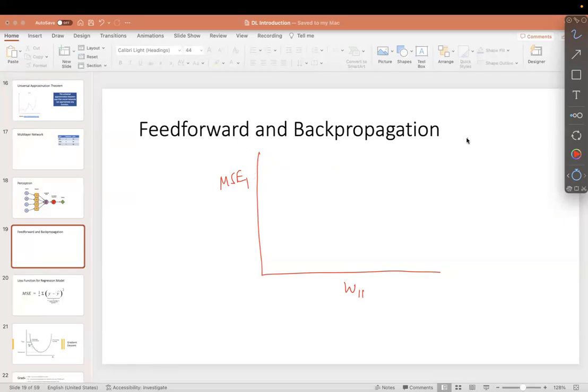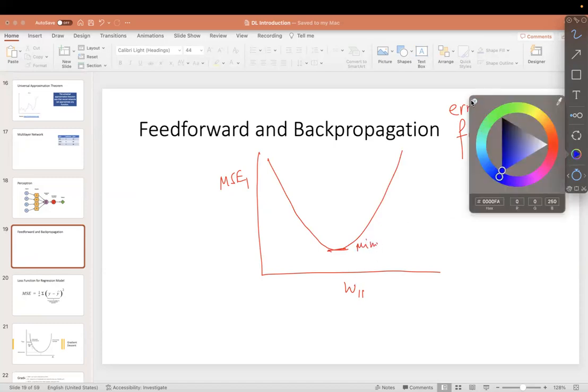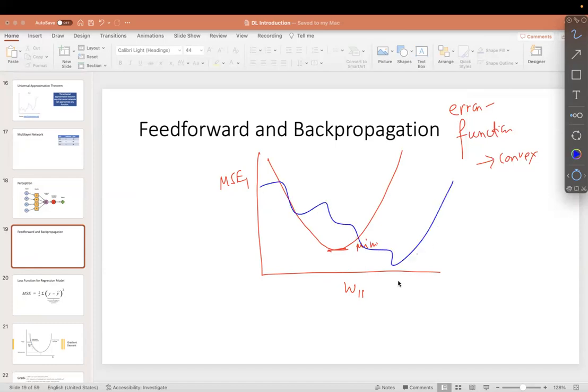Yeah. So there are two possibilities. Your error function is either a convex function or not a pure convex function. A convex function has a global minima point, or the function might look something like this, some random function like this.